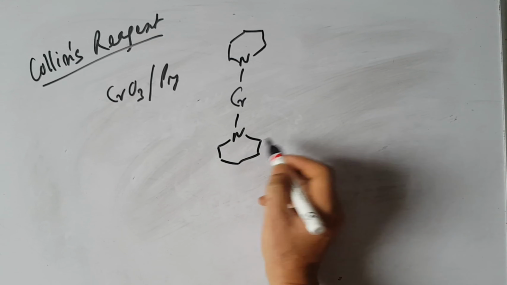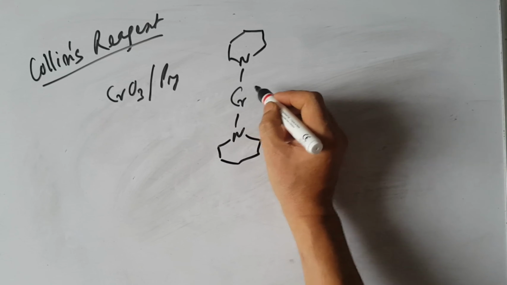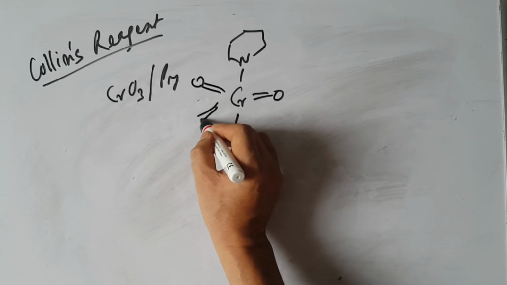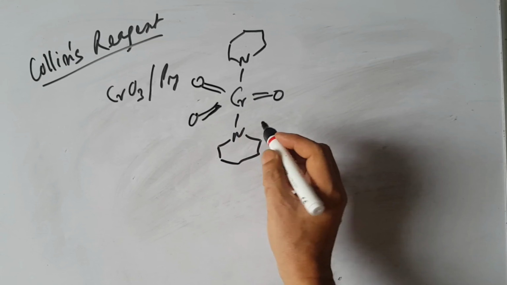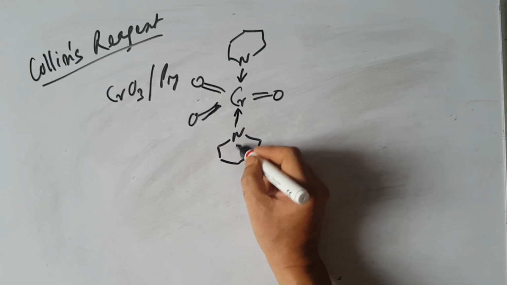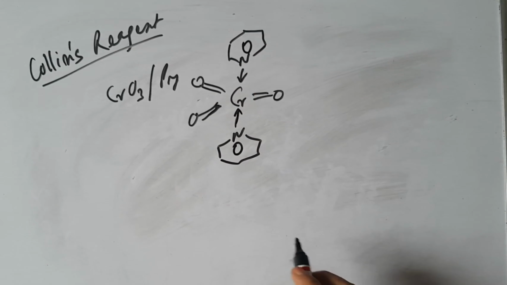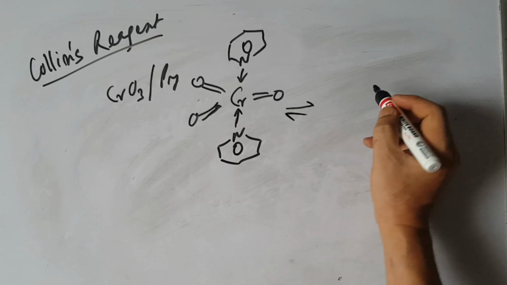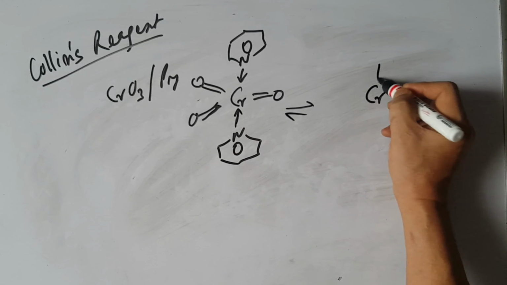Okay, this O, this O, and this O. So here pyridine can be written like this. So, okay, this is Collins reagent: chromium trioxide and pyridine. You can write this with another structure.